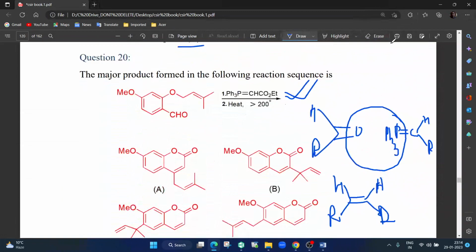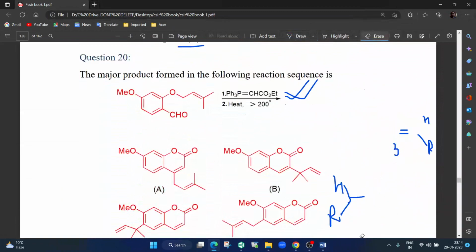Now in a Wittig reaction, generally it gives you the thermodynamically less stable alkene. That means the two bulky groups will be on the same side, so sterically hindered. But that is the normal Wittig reaction. In this reaction, we are using a phosphorus ylide. This is a stabilized phosphorus ylide.